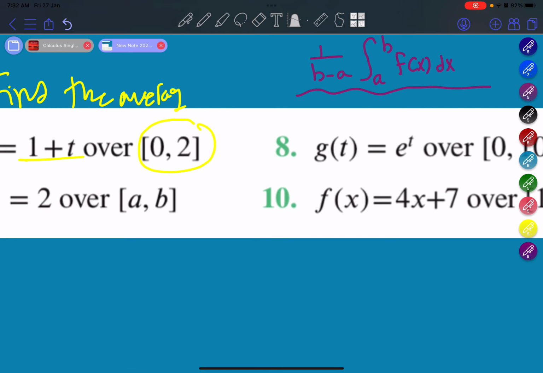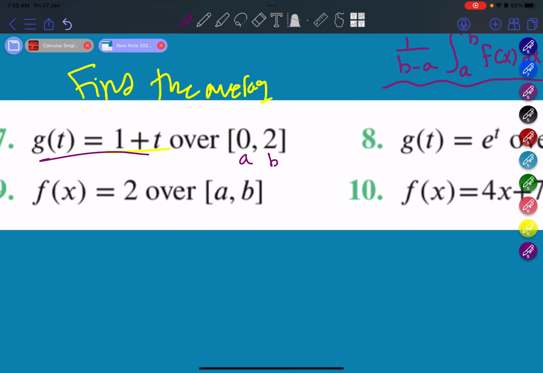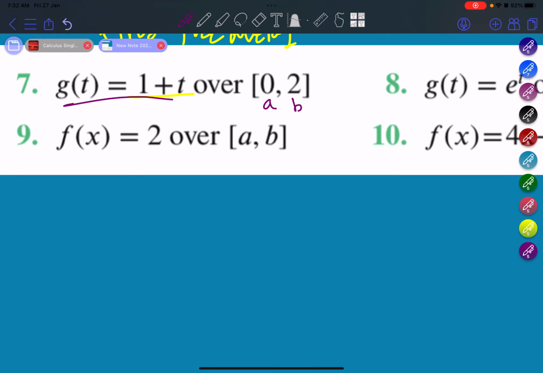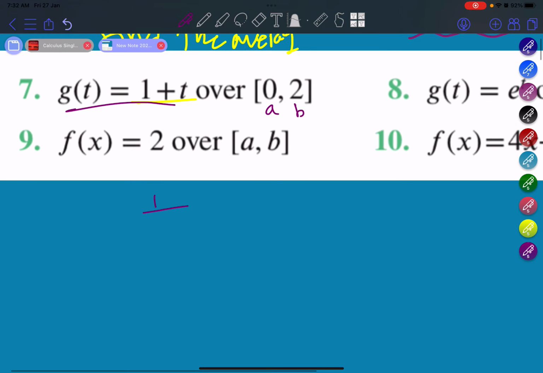Now let's actually start solving the question. In the interval they've given us, this is a and this is b. And this is our function, which is g(t). So let's write here 1 over b minus a, which is 2 minus 0, which we all know is 2. Then we write the integral notation, 0 to 2, and then our function, which is 1 plus t dt, because it is with respect to t.